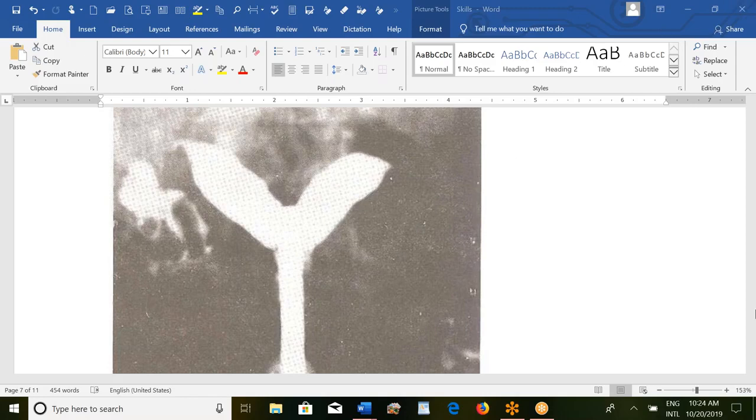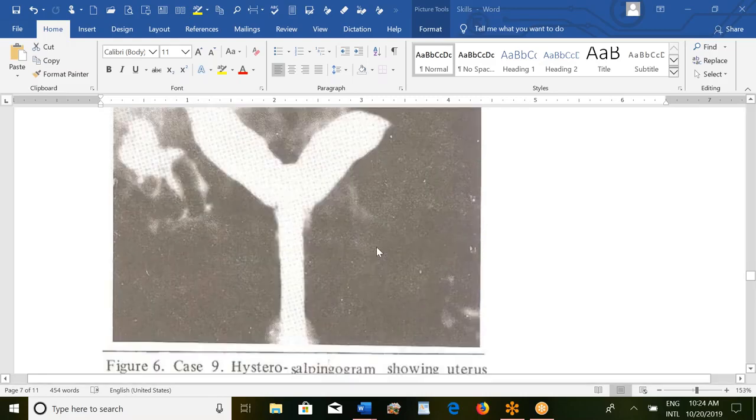Okay. And then they will ask you, so what is your diagnosis here? Bicornuate uterus, and there is spillage from the right side, but the left tube is blocked because no peritoneal spillage here.